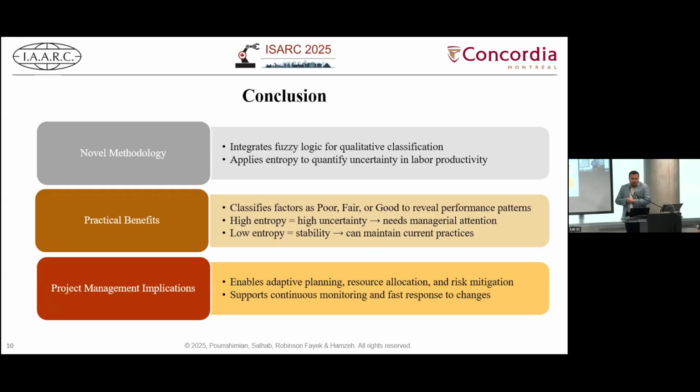For the conclusion, our methodology integrates fuzzy logic for qualitative classification and applies entropy to quantify uncertainty in labor productivity. Practical benefits are that it classifies factors as poor, fair, and good to reveal performance patterns. High entropy shows the need for managerial attention for that specific category, and low entropy shows stability, so current practices can be maintained. The project management implications are that it enables adaptive planning, resource allocation and risk mitigation, and supports continuous monitoring and fast response to changes.